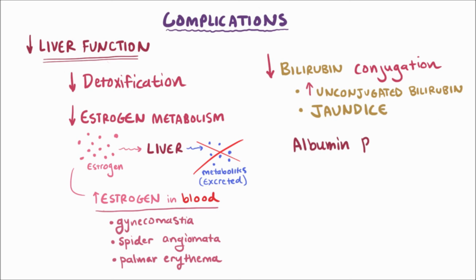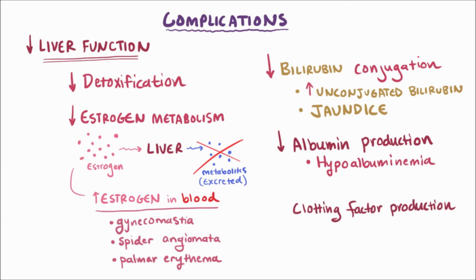Another important job of the liver is producing albumin. So again, if the liver is not functioning right, you can have a decreased amount of albumin in the blood, or hypoalbuminemia. Finally, the liver helps in making clotting factors, or proteins that help coagulate your blood. So when you aren't producing these coagulation factors, you can develop issues related to your ability to coagulate blood, which you need in order to stop blood loss after an injury, right?